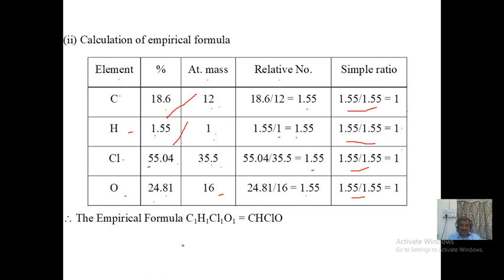So, how to write the empirical formula? Write the symbol and this simple whole number as the subscript. So, the empirical formula of the given monobasic acid is CHClO, friend. So, the first part is over, friend. Now, the most important part. Before we go for part number 2, let me talk to you a little bit about the theory part first: the relation between empirical formula and molecular formula, in the next slide, friend.